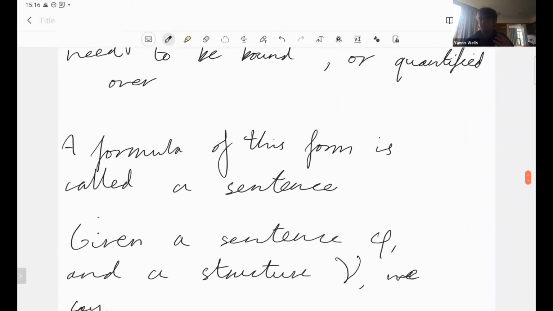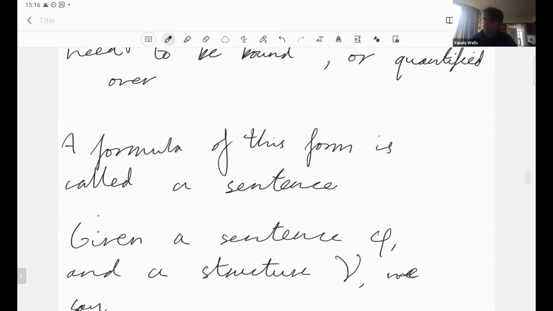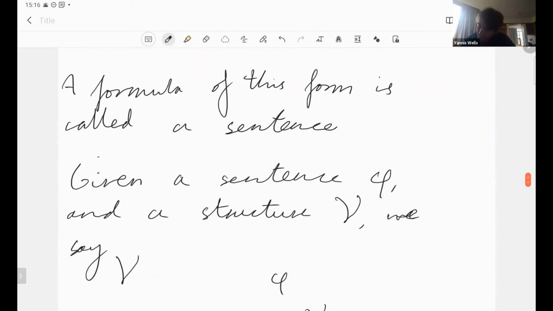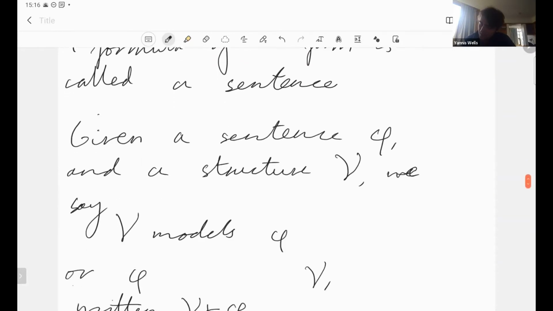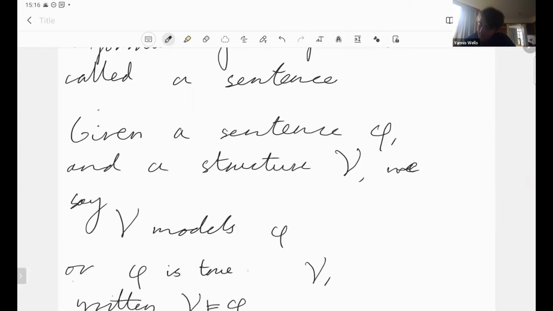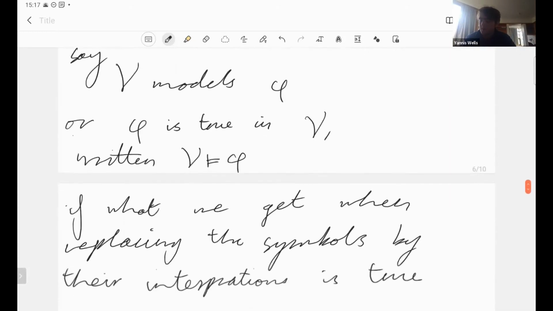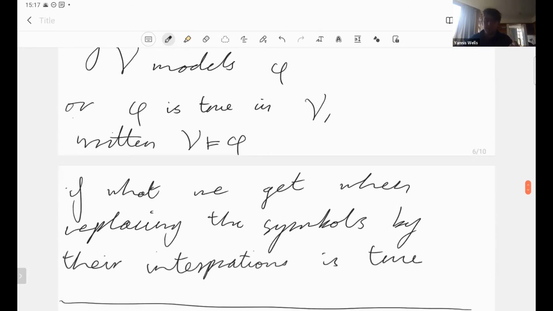Now we're going to bring in a notion of truth. Given a sentence phi and a structure V, we say that V models phi, or phi is true in V, written like this, if essentially it's true in the structure. So if what we get when we replace the symbols by their interpretations in that structure is true. This is a bit vague, and you can go into a formal definition, but I hope that's understandable for everyone. Feel free to say if you want some additional clarification.